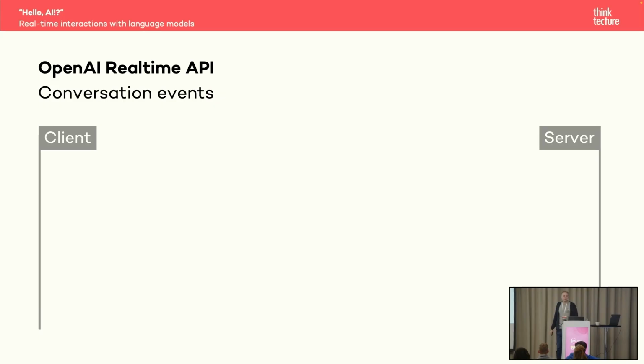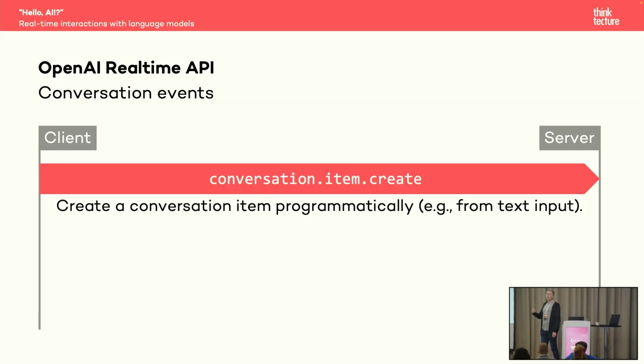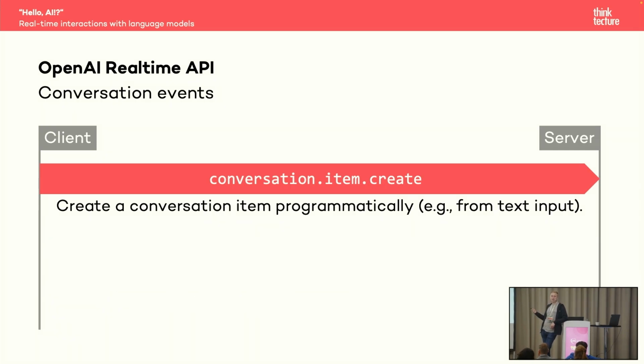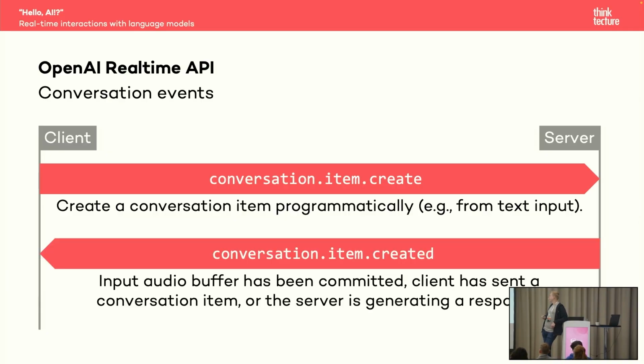Okay, and some more events that happen. If we want to create a conversation item programmatically, we did that when I typed in whatever in the text box, right? Then we can also send from our side conversation item create to programmatically create a conversation item. And it's not only for text input, but also when your app has noticed something. So when there was an action in your app that happened and you want the model to respond, you can use the exact same mechanism. And when it was created, we get back the confirmation that it has been committed.